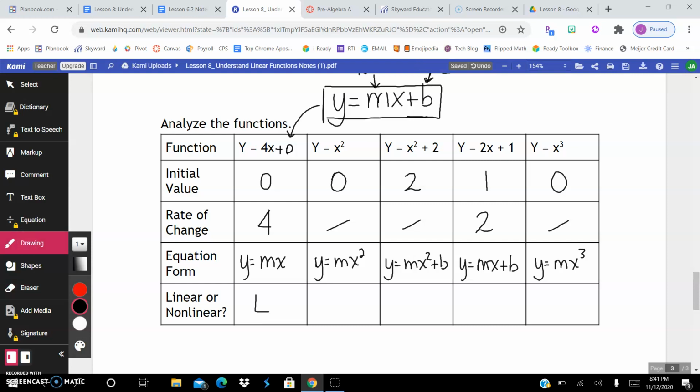This one, mx squared, does not match mx plus b, so this is nonlinear. Again, same thing here. We have an x squared, does not match mx plus b, so that's nonlinear. This is mx plus b, so it's the exact same thing, so that would be linear. And then mx to the third power has that exponent of 3. Mx plus b does not have an exponent of 3, so this is nonlinear as well.